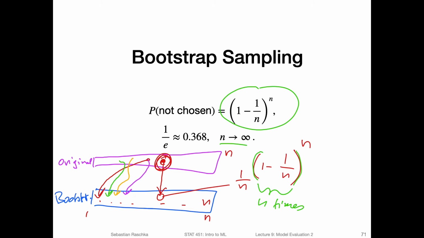And it just happens then if n is really large, for some reason, I mean, we don't have to go into detail about that, it can be approximated by 1 over e, but what's more important is that if n goes to infinity, this value is 0.368, so we have a 36.8% probability of not including a data point in the Bootstrap sample.